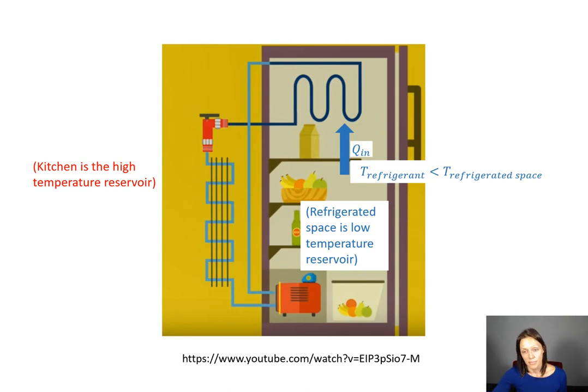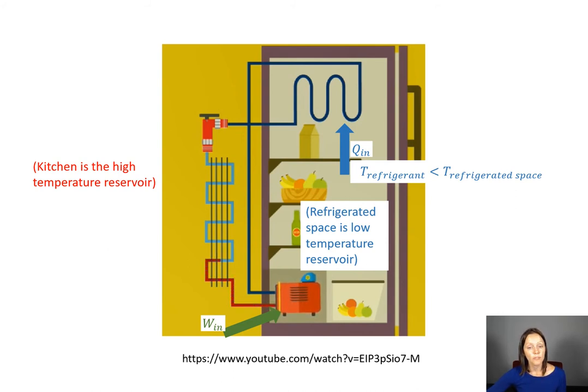So it pulls heat out of that refrigerated space, and now let's follow it on down. It continues to circulate, and it gets to this little orange box at the very bottom, which is the compressor. That compressor requires a work input. There's your work input, and it compresses your refrigerant. The pressure goes up, and as the pressure goes up, so does the temperature.